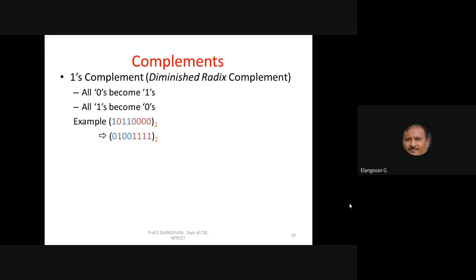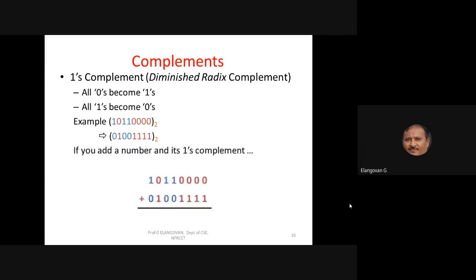You see the example given: 1 0 1 1 0 0 0 0. If you convert all ones to 0 and zeros to ones, you will end up with 0 1 0 0 1 1 1 1. This is the 1's complement for the given number. Now we will see what is going to happen if you add the number with its own 1's complement. You just check what's going to happen. You will end up with all ones.